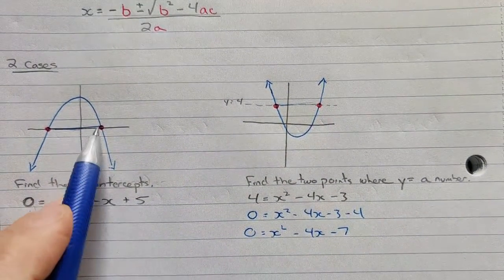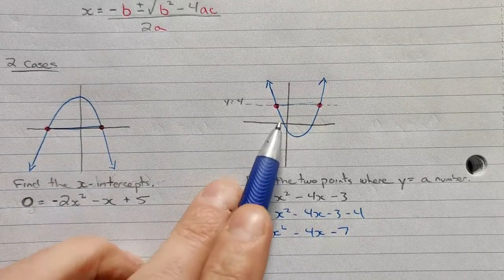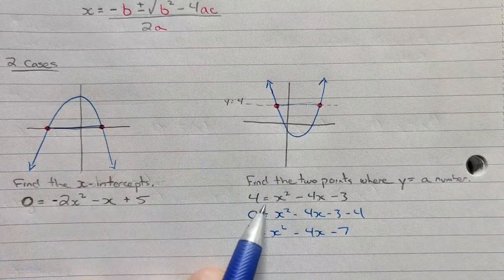So you're either looking for these zeros, and automatically we know y is equal to 0, or you're looking for the point where y equals a certain value, and then we just rearrange.